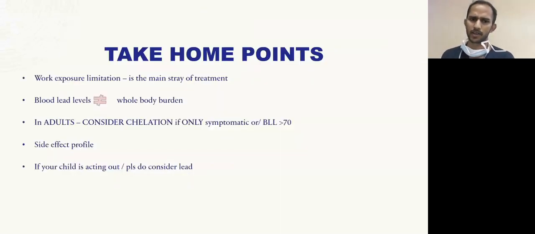The take-home points: work exposure limitation is the mainstay of treatment for lead. The blood lead level does not reflect the whole body burden. In adults, consider chelation only if they are symptomatic, or plus or minus if the blood lead levels are more than 70. And consider the side effect profile of all the agents available to use at that point of time. If a child is acting out, please do consider lead levels. It's very common, in 1 in 2 children. Thank you.